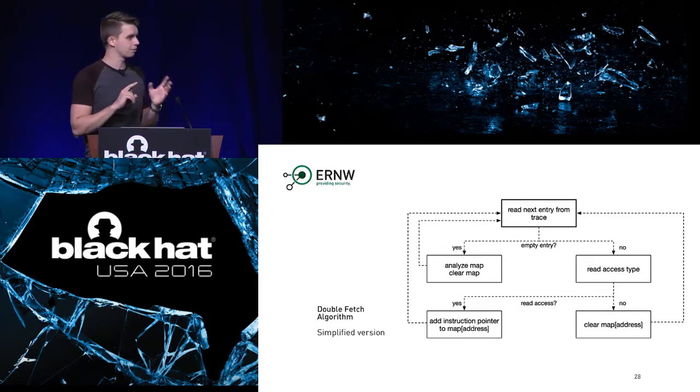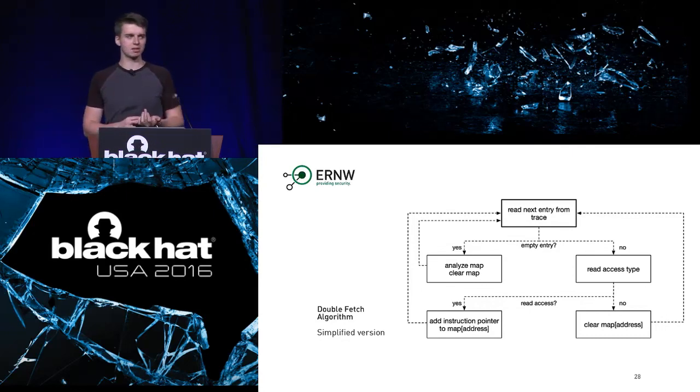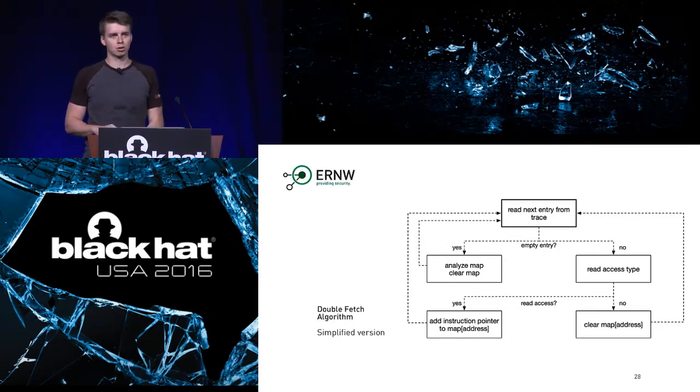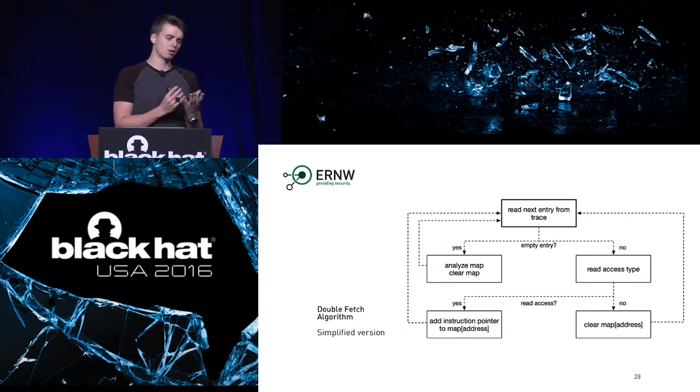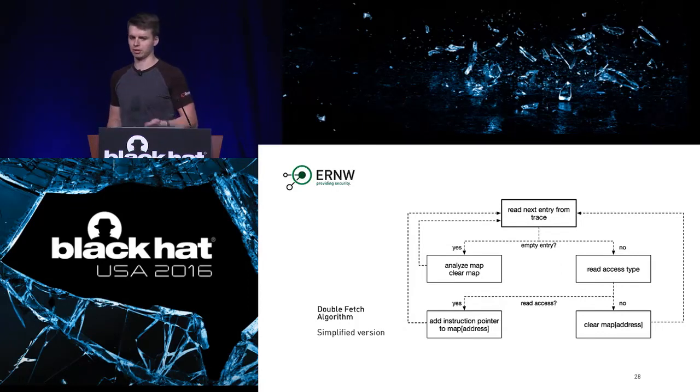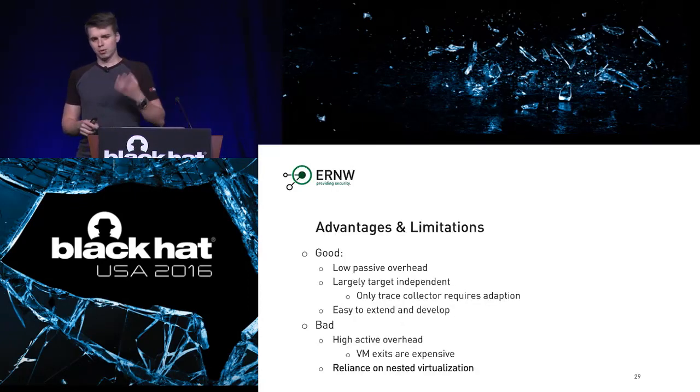You have a lot of problems with false positives, false negatives, overlapping accesses and stuff. So if you're interested, you should look at the white paper that discusses this algorithm in a lot more detail. But this is the core idea of how I find double fetch vulnerabilities. Now the approach has a couple of advantages as well as limitations.